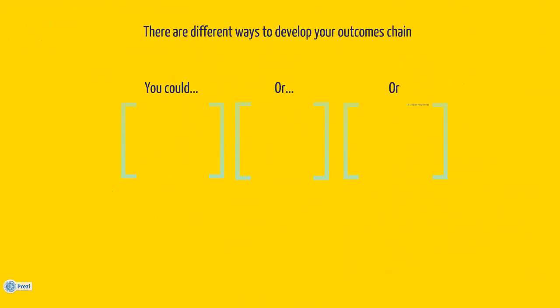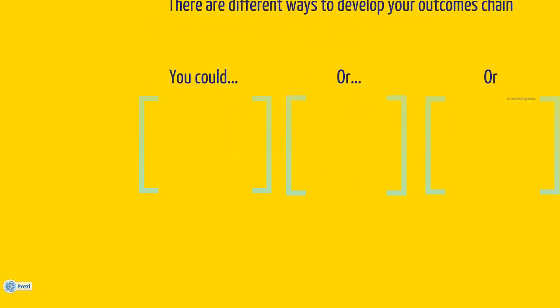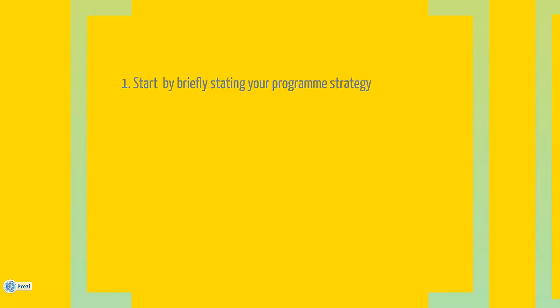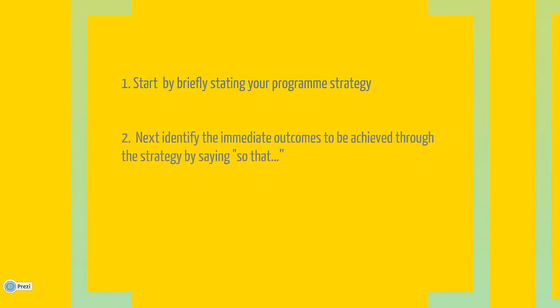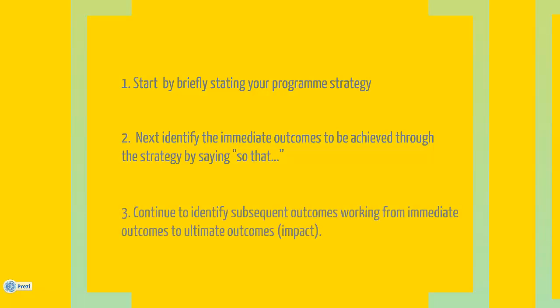There are different ways in which you can develop an outcomes chain, and you can try the different methods and see different combinations to see what is easiest for you. You could start by briefly stating your program strategy. Next, identify the immediate outcomes to be achieved through the strategy by saying "so that." Continue to identify subsequent outcomes working from immediate outcomes to ultimate outcomes.